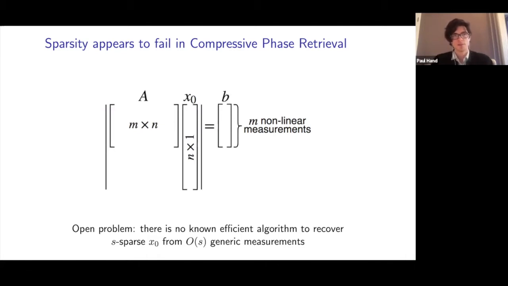Hi, Paul. Sorry, there's a question in the chat from Tim. So what is the optimization model for sparse phase retrieval? Well, I will get to that on the next slide.